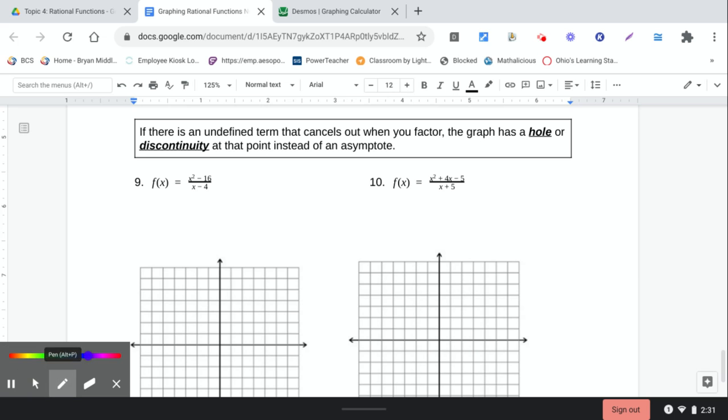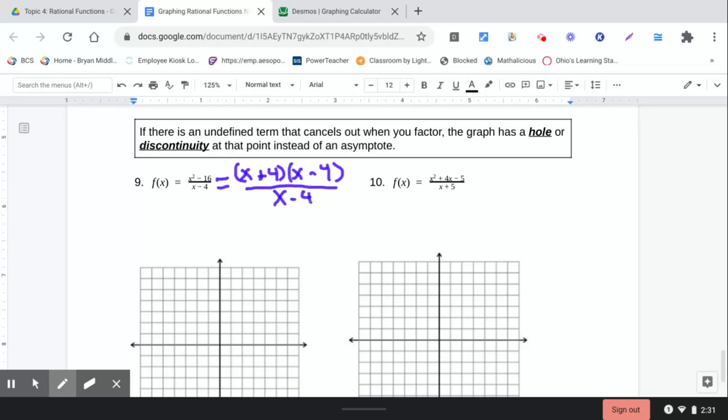Let me show you an example of this. So we're going to start out with number 9 here. We have x squared minus 16 over x minus 4. So we should always start by factoring and simplifying if we can. So the numerator can be factored. Hopefully you recognize that that's a difference of squares, so it's going to factor into the plus and minus. So we take the square root of both of those and we get x plus 4, x minus 4.